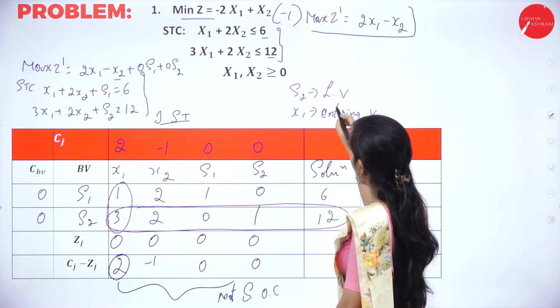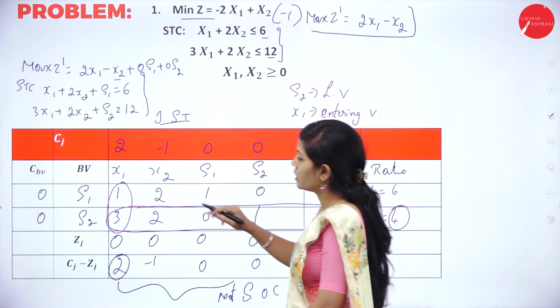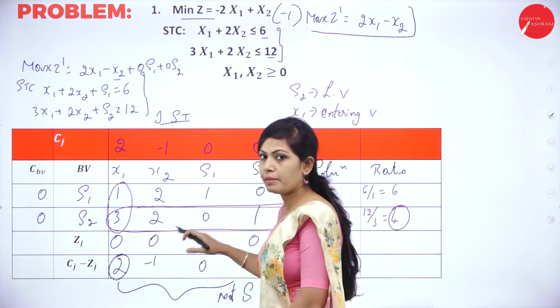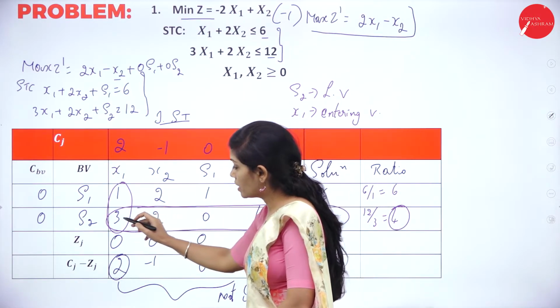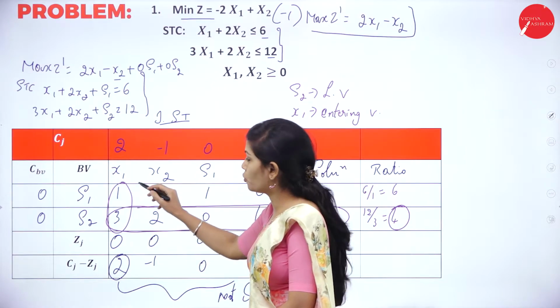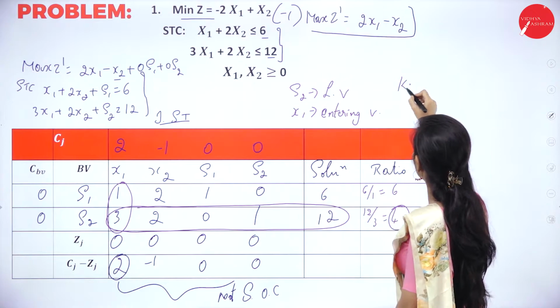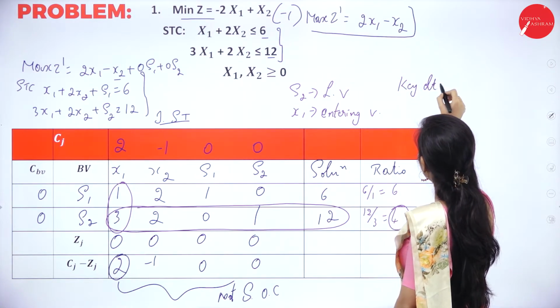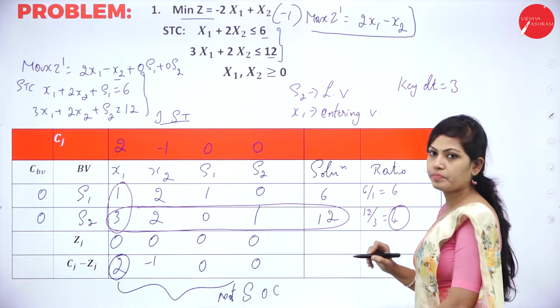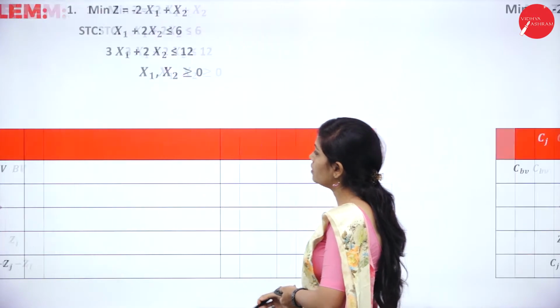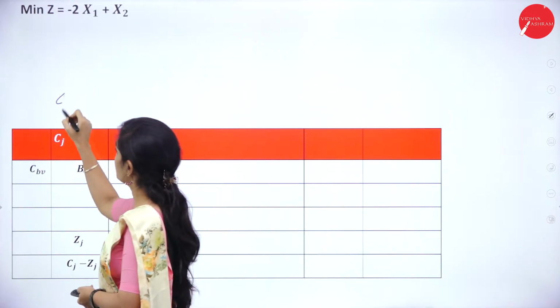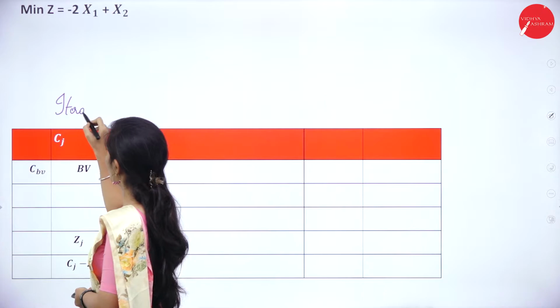Leaving variable and entering variable. So here, what is the key element? The pivot element is 3 because it is common for both key row and key column. 3 is my key element. Key element is equal to 3. After this initial simplex table, we have to find the first iteration, iteration 1.